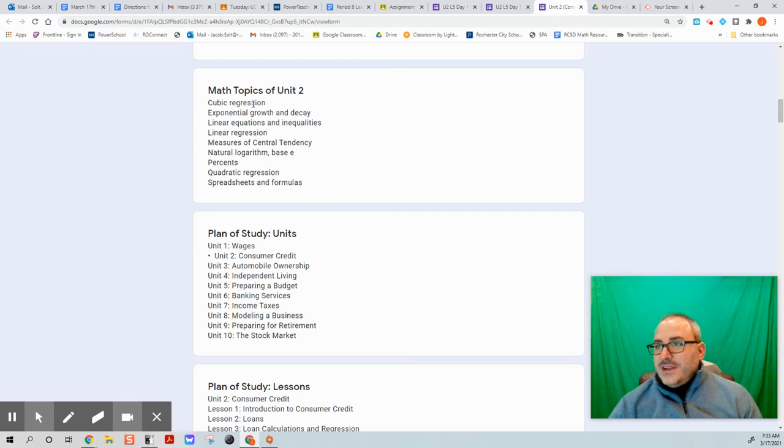Let's see. Yeah, we did cubic regression. We didn't do too much with exponential growth and decay. I should have done more with that. We did some linear equations, not as many inequalities as I would have liked. We did some linear regression. We did BASI, natural logarithms, did a lot of percents, and we did a lot of spreadsheets and formulas and quadratic regression. All right. Feeling good about this.